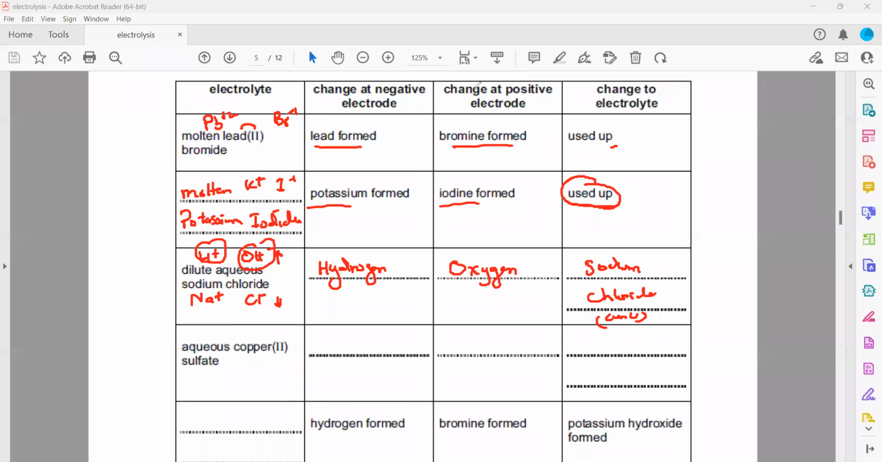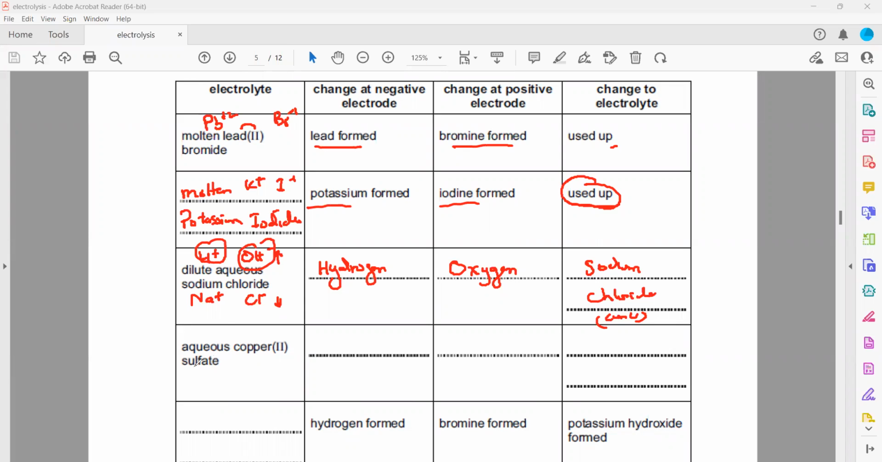The only acceptable answer for the positive electrode is oxygen. Water is not acceptable because water is already there. If any new thing is formed, that we have to mention. So they don't accept the water. If you mention water, it's not acceptable, as water is already there, it's an aqueous solution.